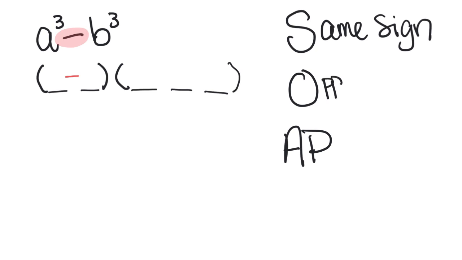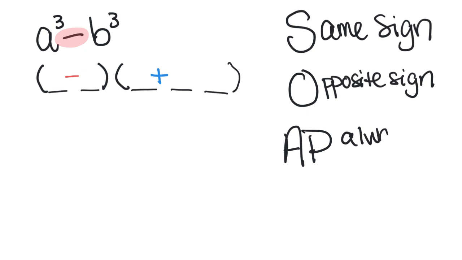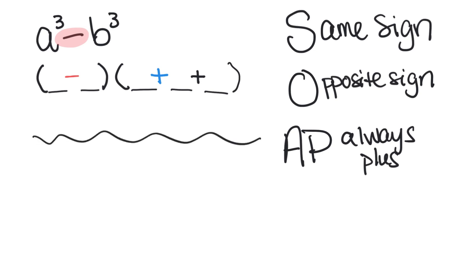O stands for opposite sign. Okay, well, opposite of minus is a plus. And then AP stands for always plus. So this is always a plus back here. So that's how a difference of cubes would set up. Okay. Same sign was minus, opposite was plus, and then we end with plus.